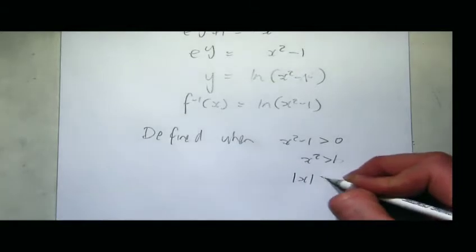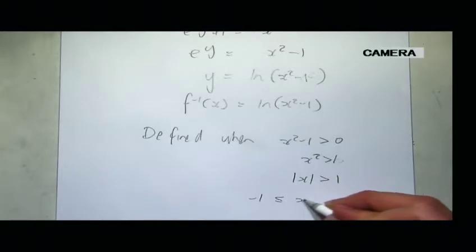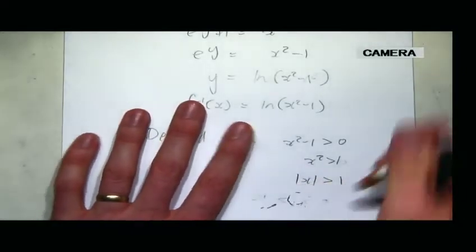And so mod x is greater than 1. When you square root something, when there's an inequality sign, do it as a mod x. Mod x is greater than 1. If you think about what mod x looks like, it's greater than 1 on both of these sides. That's giving me x is greater than 1 or x is less than minus 1.